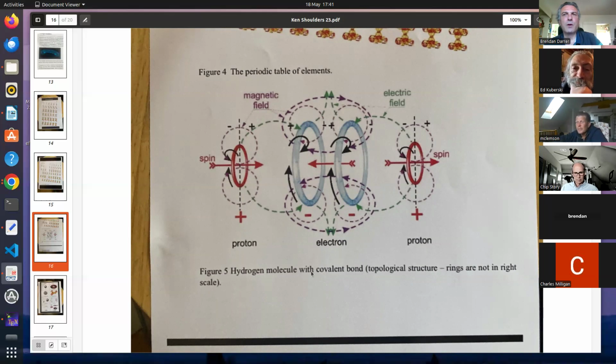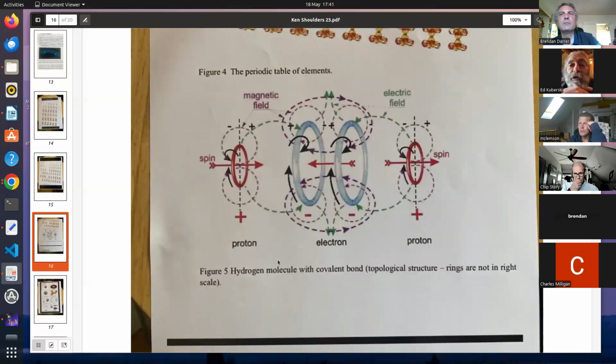Hydrogen molecule with covalent bond topographical structure. Rings are not in right scale. Spin is like the arrows. Yeah, you can see the direction that everything's spinning. The magnetic field lines, the electric field lines. Proton, electron, proton.